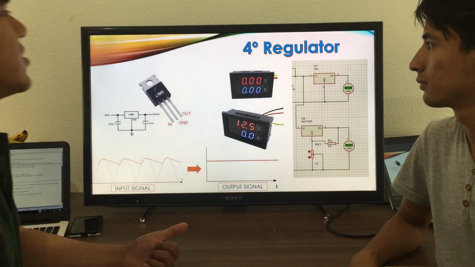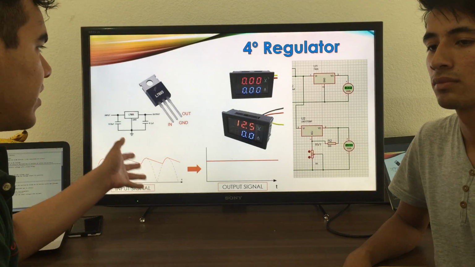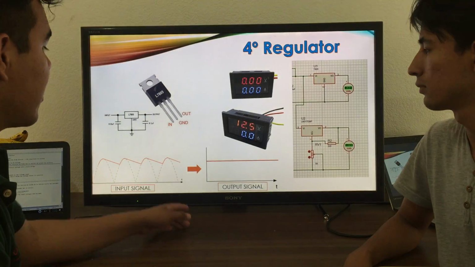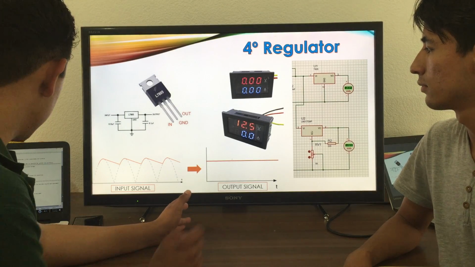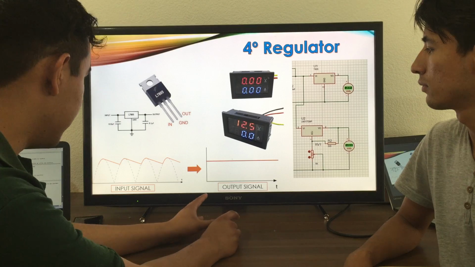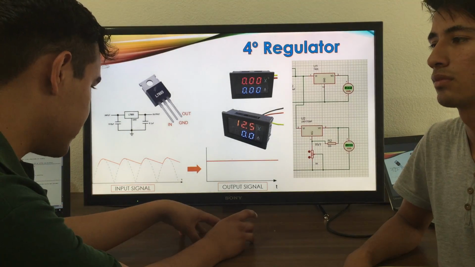Okay, the last stage is the regulator. The regulator in the circuit reduces the ripple of the alternating voltage signal, and provides the exact voltage that we want.